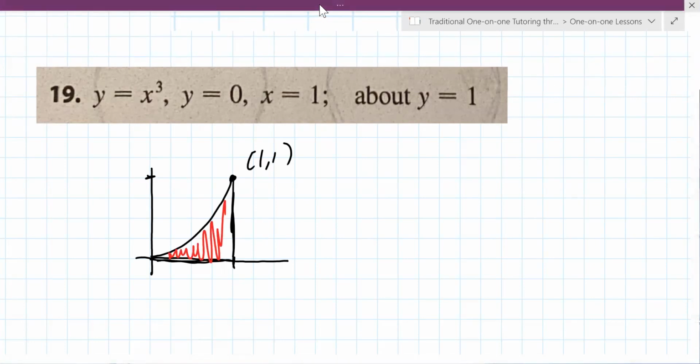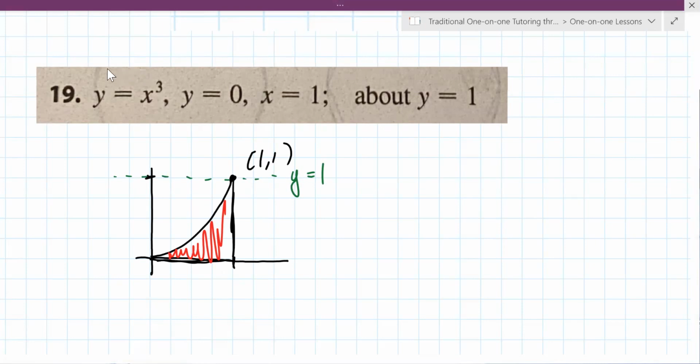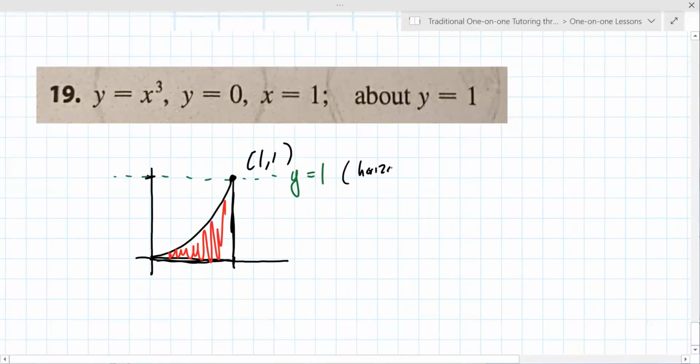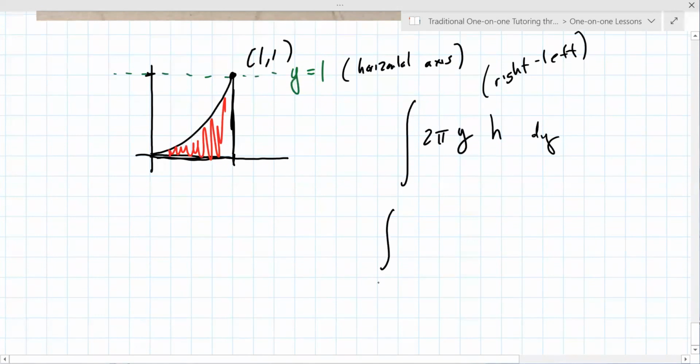but this time we're revolving it around the line y equals 1. Because this is a horizontal axis, we're doing it in terms of y. It's the integral of 2 pi y, and then it's your height. Your height this time is right minus left, dy. So your bounds here are 0 to 1, because that's 0 and that's 1.